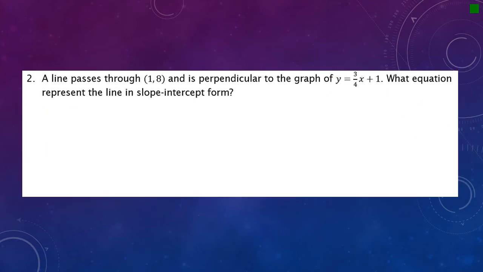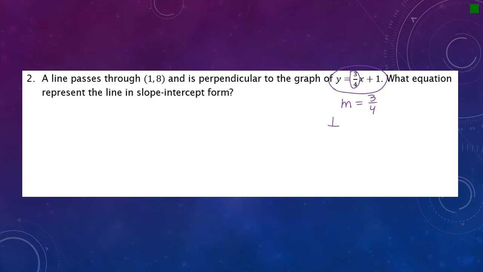We're going to do a similar problem, but now we're given an equation and a point, and we're looking for a line that is perpendicular to the graph. So here's my equation. I first want to identify its slope, which is 3/4, because that's the number in front of x. But this time I don't want to use the slope 3/4. I want to use a perpendicular slope.